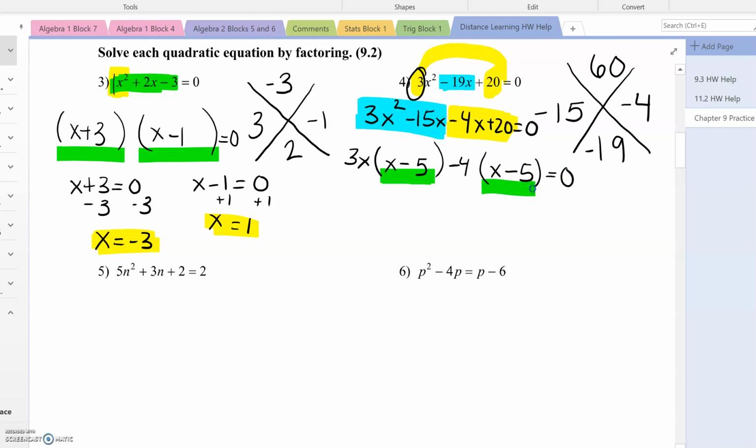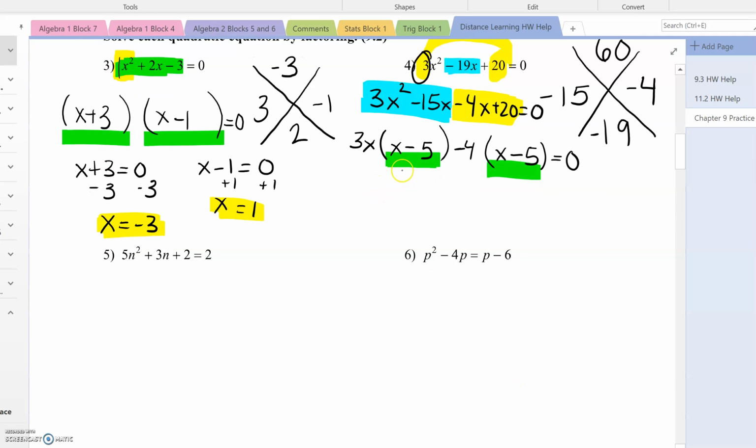Now, both sets of parentheses are exactly the same term. So I can say that is the GCF. The GCF is x minus 5, that thing underlined in green. And what's left once I factor out the GCF is 3x minus 4. So those are the harder steps for problem 4 that aren't a part of problem 3.